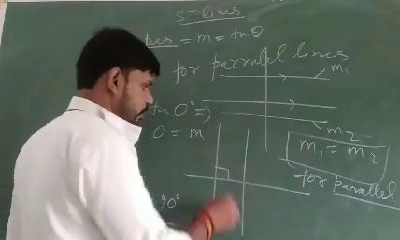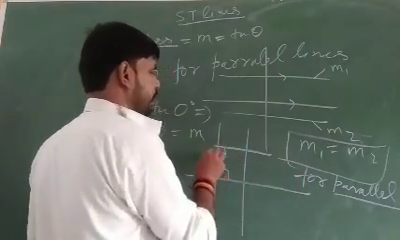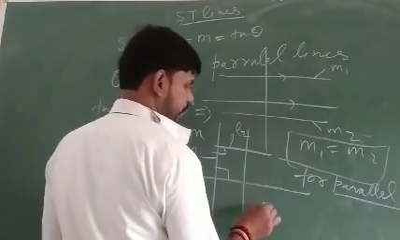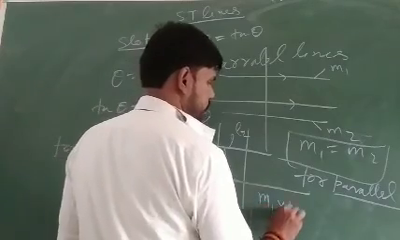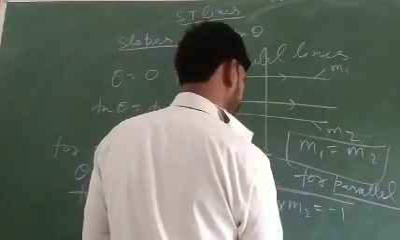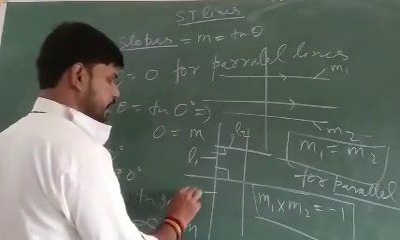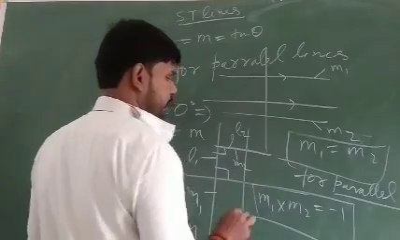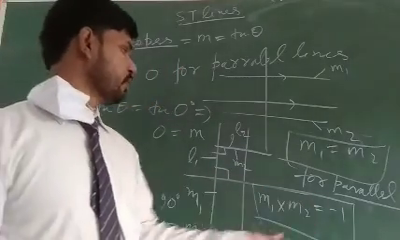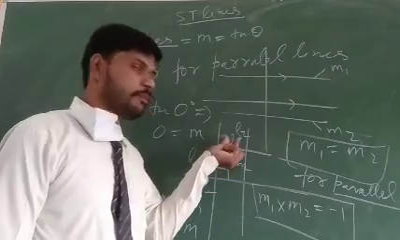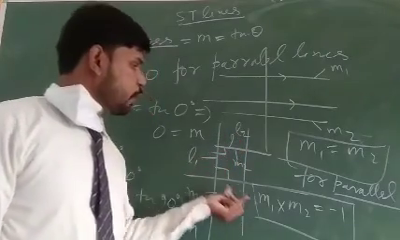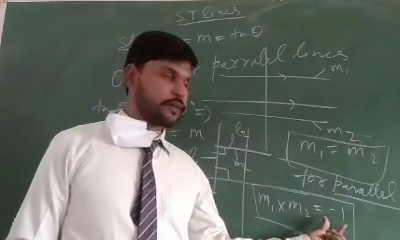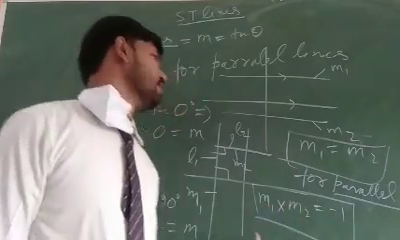And similarly, for perpendicular lines, this line is L2 and this line is L1. If this line has a slope of m1 and this line has a slope of m2, then m1 into m2 equals minus 1. If L1 is perpendicular to L2, then the product of their slopes will be equal to minus 1, m1 into m2 equals minus 1.